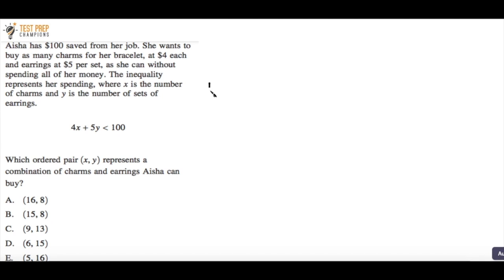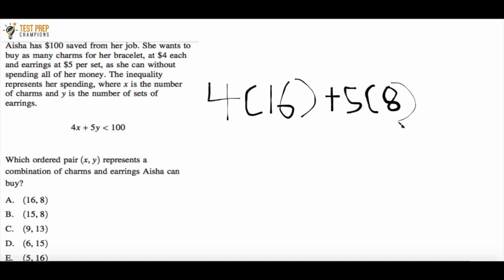So let's try answer choice A. In place of the X, I'm going to write 16, and in place of the Y, I want to put 8. I'm going to crunch the numbers in my calculator, and if the answer comes out greater than 100, we know that this answer choice can't be the right answer. So if I do 4 times 16 plus 5 times 8, I get 104. So this cannot be the correct answer. Let's take answer choice A out of the picture.